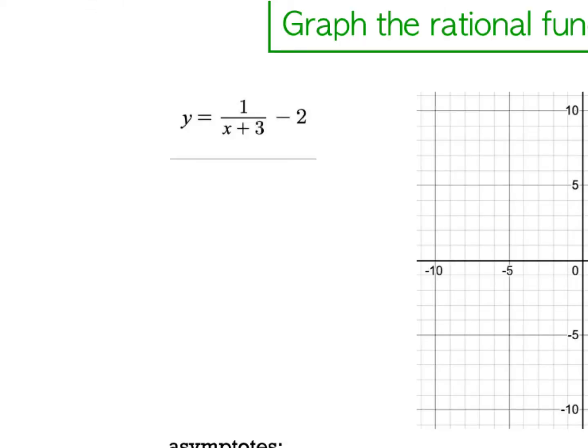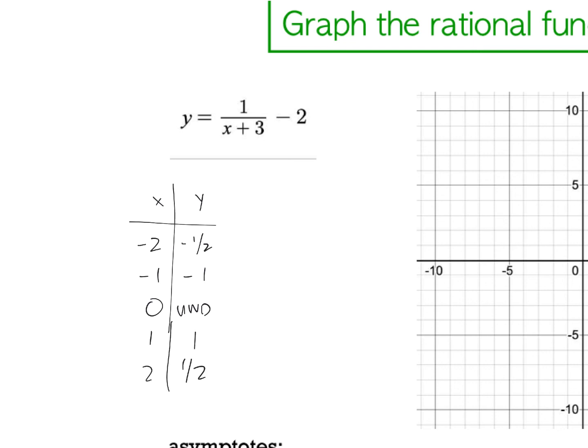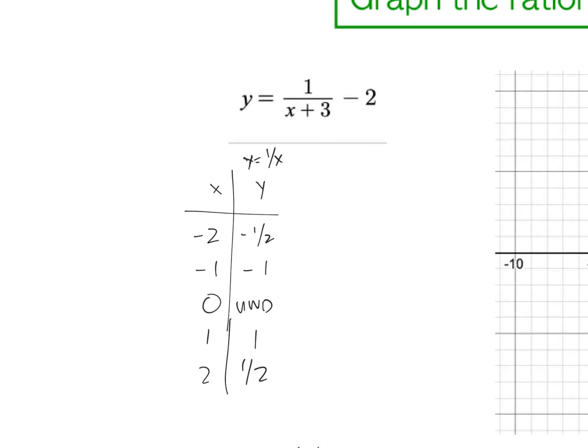All right, so for this next one, guys, it's kind of the same thing. I'm going to start with graphing my parent function table, okay? So I'm going to graph -2 comma -1/2, -1 comma -1, 0 comma undefined, 1 comma 1, and then 2 comma 1/2. And remember, this table is for the parent function y is equal to 1 over x. This is not for my transform function, which I'm about to do.